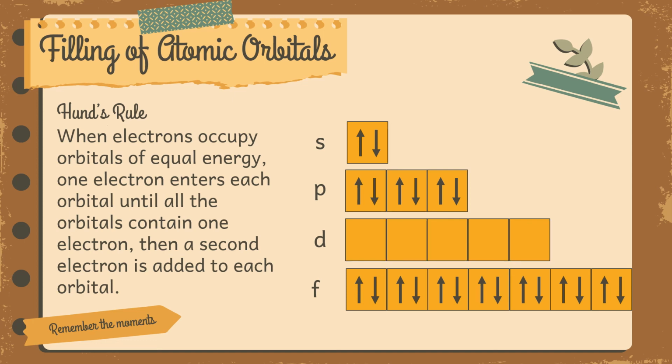Same with the D sublevel. We need to put first 1 electron in each orbital, then we will add another one to attain the carrying capacity, or the maximum number of electrons that an orbital can carry.